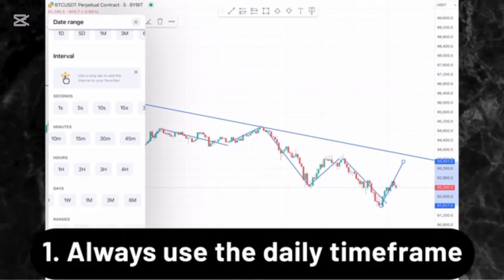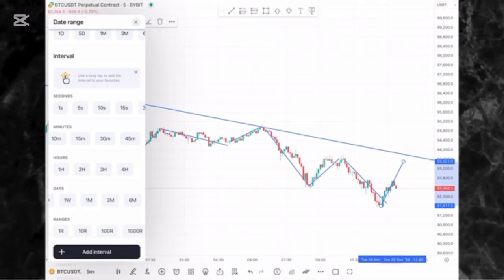Number one is always use the daily time frame. In whatever strategy you are using, always use the daily time frame. I've come to realize that this is actually good for both swing traders and day traders. Trust me, you don't actually need to trade on that time frame, but always open that time frame to see how the trend is moving, the 1 day time frame, before you zoom into maybe 15 minutes, 30 minutes if you're a day trader.